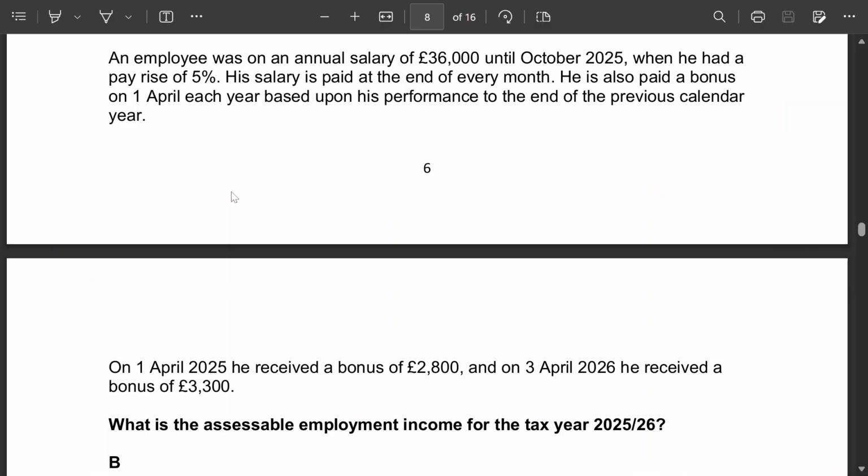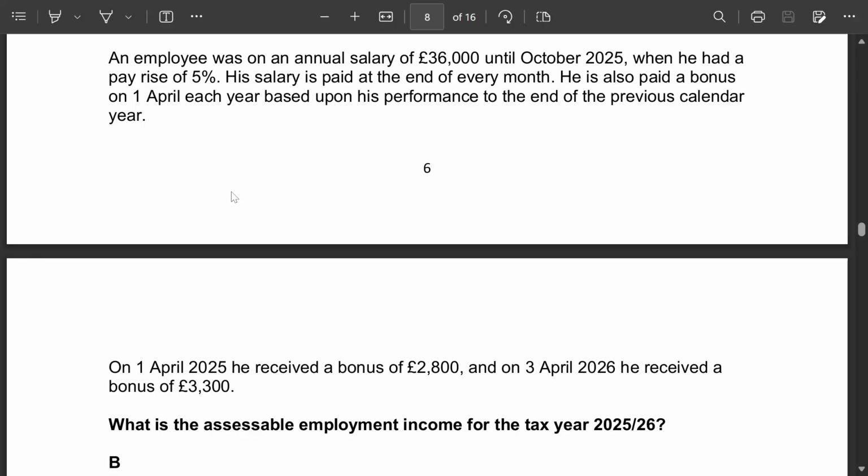Okay, so let's see here. Annual salary until October 25. So April, May, June, July, August, September, October. Yes, April, May, June, July, August, September, and October should be the pay rise of 5% part. So I think it should be.